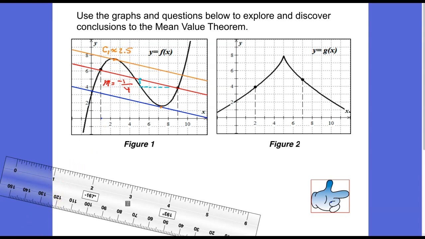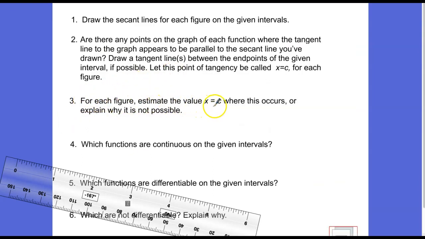And then down here for the second tangent line, this is just a little bit past 7, maybe even a fifth of the way over. So let's call that C2 approximately 7.2, 7 1/5. All right, so let's look at number 3. For each figure, estimate the value x equals c where this occurs, or explain why it's not possible. Okay, so for number 1, that's going to be C1 approximately 2.5 and C2 approximately 7.2.